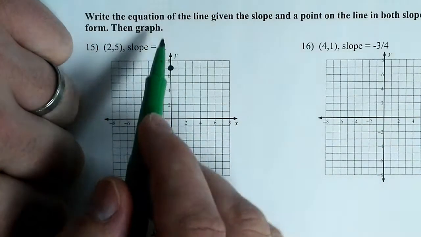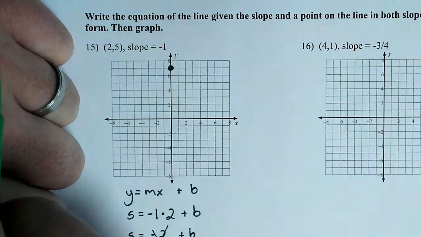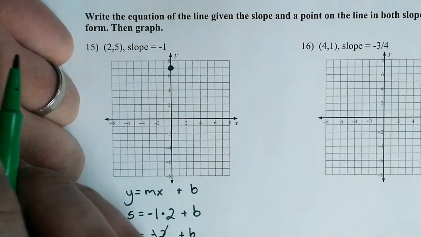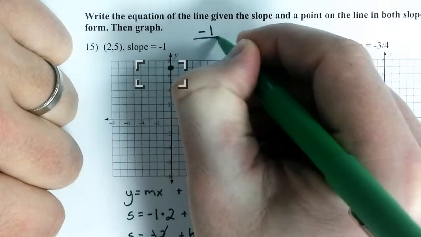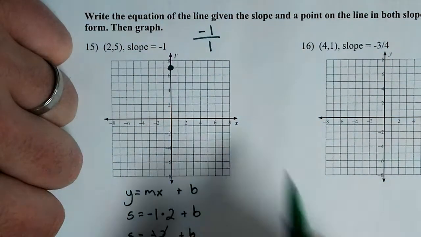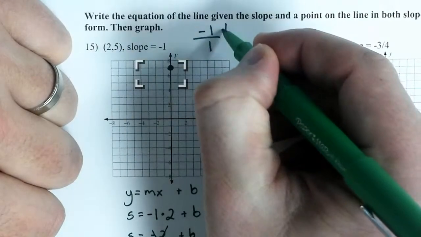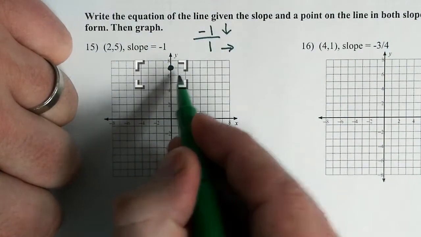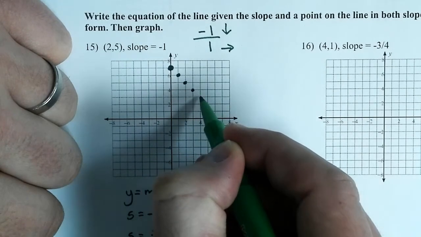So 7 was our starting point. What's our slope? -1. It tells us the slope. See how it says slope equals -1? So we get to make that a fraction, so that's -1 over 1. Which way is that -1 going to bring us? Down. Which way is that 1 going to bring us? Right. So we're going to go down 1, right 1. Down 1, right 1.